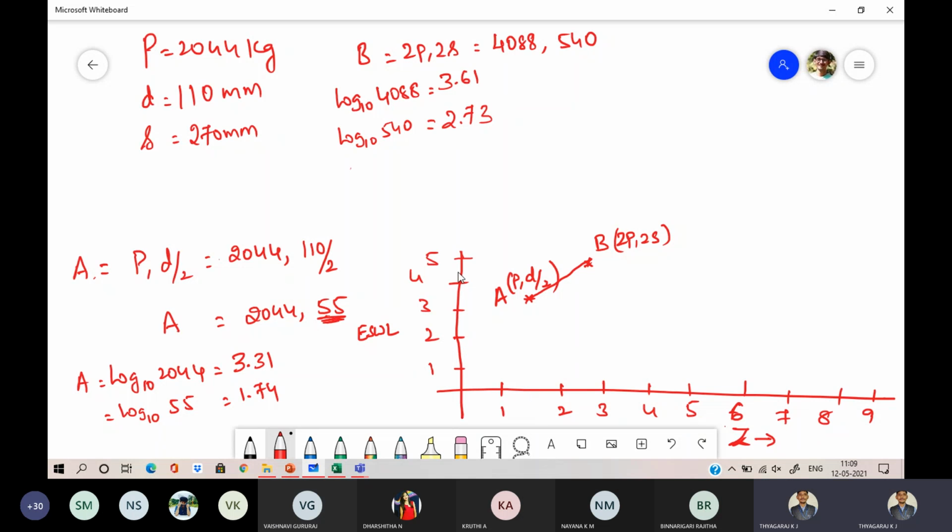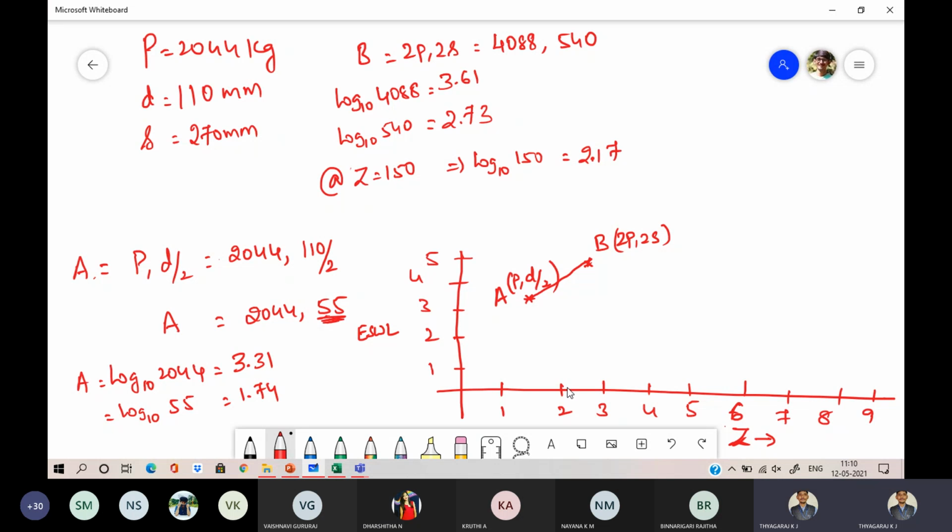Now, what is the Z value they have given? At what depth are we going to calculate? First one, 150, at Z is equal to 150. Now convert this to log 10 of 150. What is the value? 2.17.